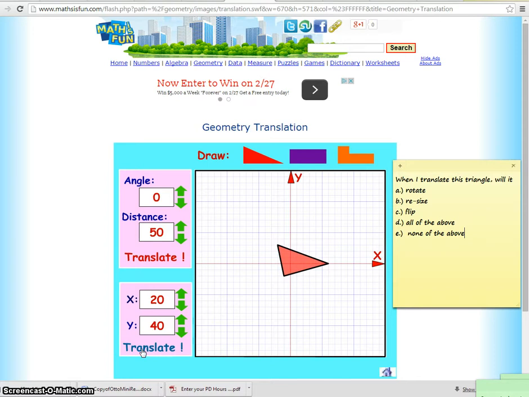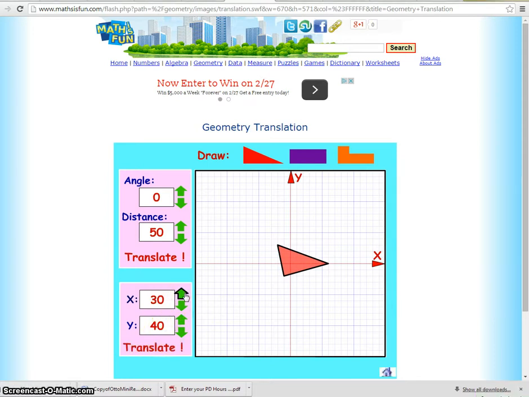I'll tell you this. I will translate it 30 units on the x-axis and I'll say 60 units on the y-axis. So maybe a distance of 30 on the x and a distance of 60 on the y, and those distances would be reported in units. So what do you think?